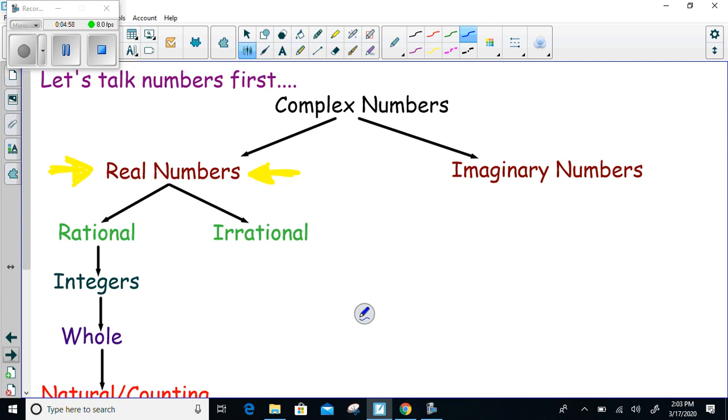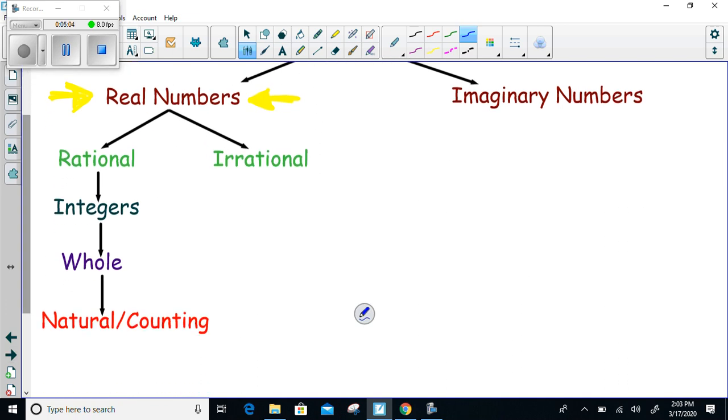The rational numbers can be broken down into the integers. A subset of the integers are the whole numbers, and of course the lowest classification we generally talk about are the natural or the counting numbers. You know, those numbers start with 1 and 2 and 3 and so on.